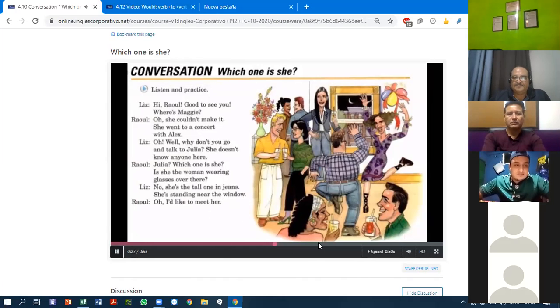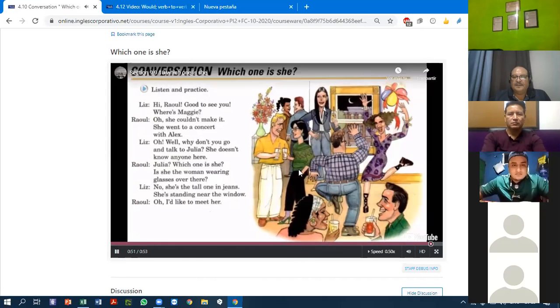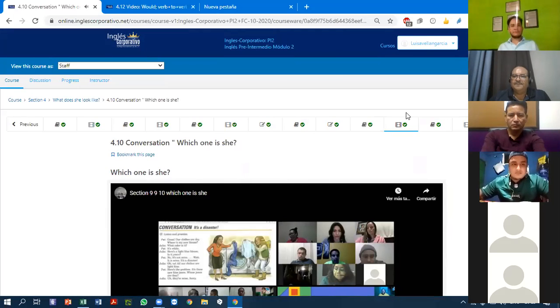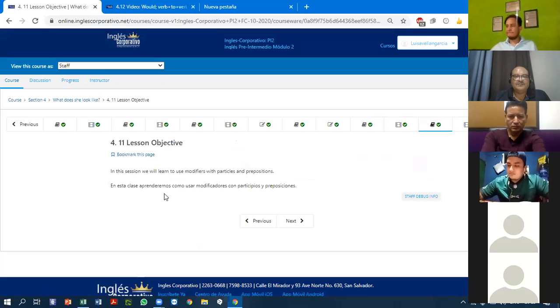Hi, Raul. Good to see you. Oh. Is she the woman wearing glasses over there? She's standing near the window. Oh, I'd like to meet her. Okay, then I will show you the other one para que ya veamos más ejemplos. So this one says, in this session, we will learn to use modifiers with participles and prepositions.